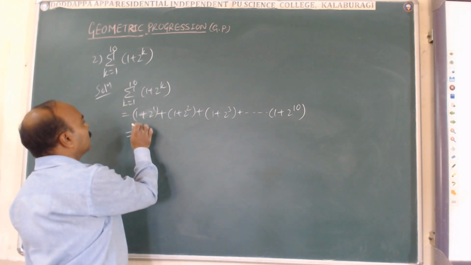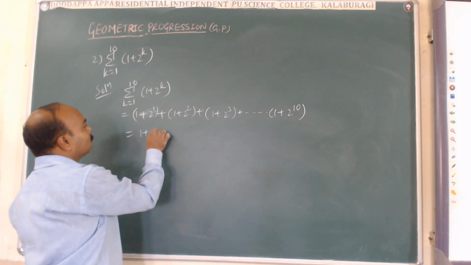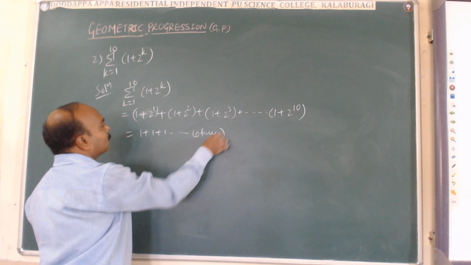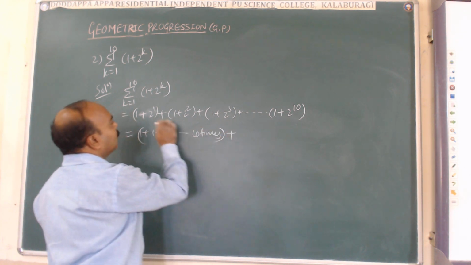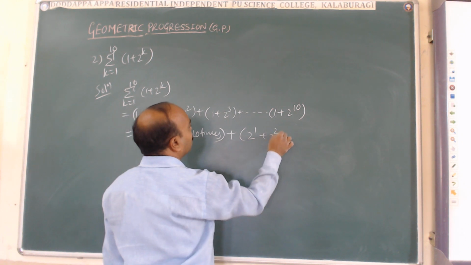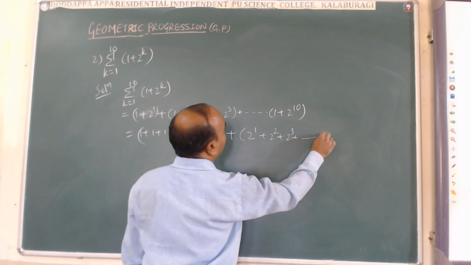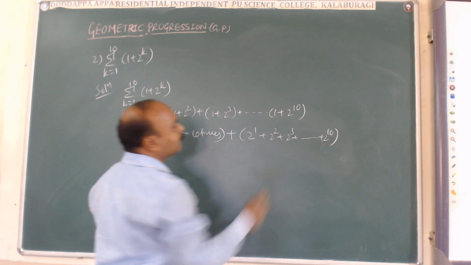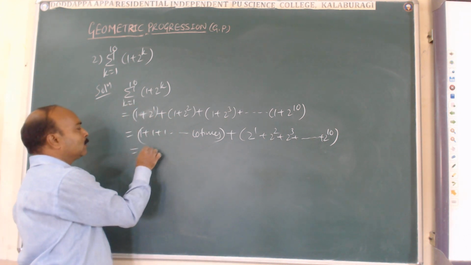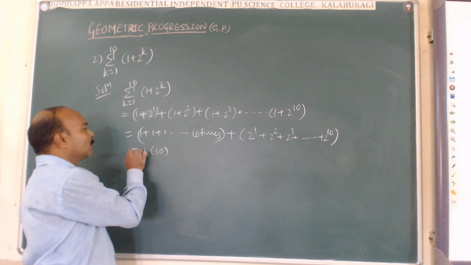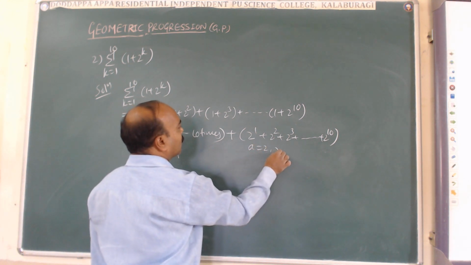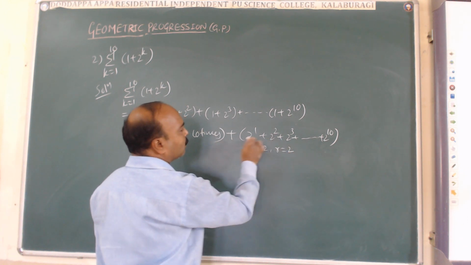Now we take the 1s separately: 1 plus 1 up to 10 times, plus here separating the powers of 2 to one side: 2 power 1, 2 power 2, 2 power 3, up to 2 power 10. Now 1 is added up to 10 times, which means 1 into 10 you are getting here, plus it is a geometric progression with a value 2 and r value 2, because 2 square by 2 is 2.